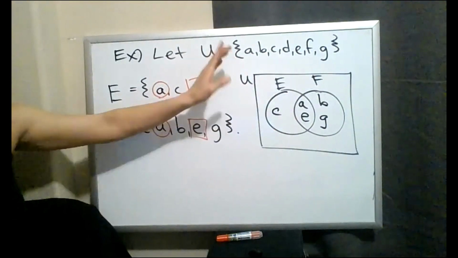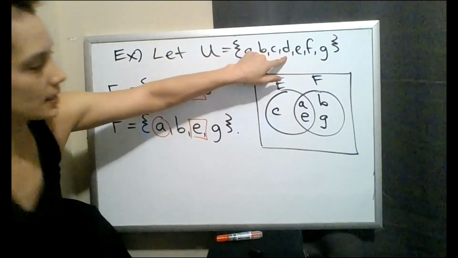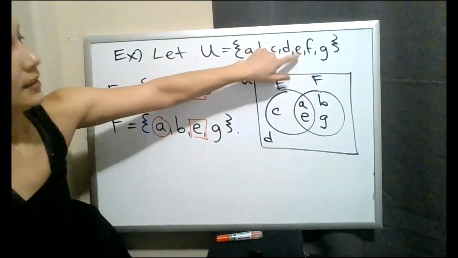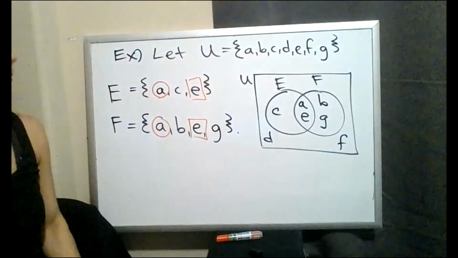And then check just in case for anything that got missed. A, B, C, you need D, E, F, and then G.